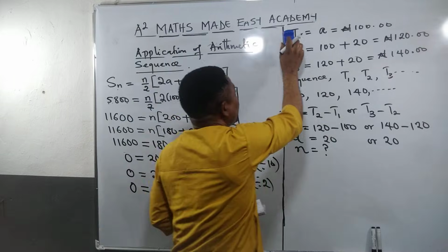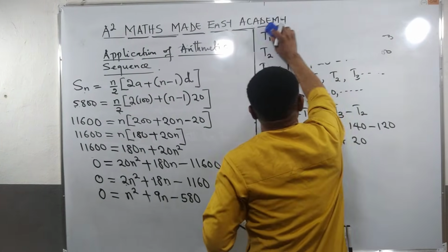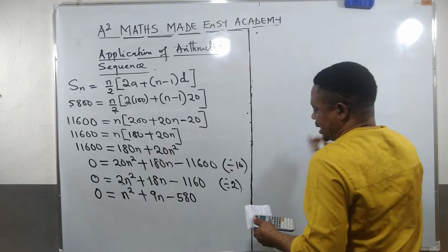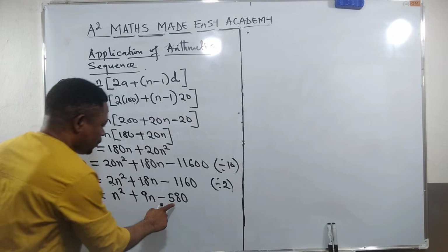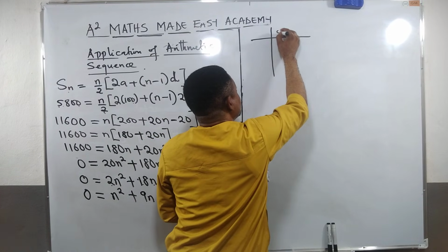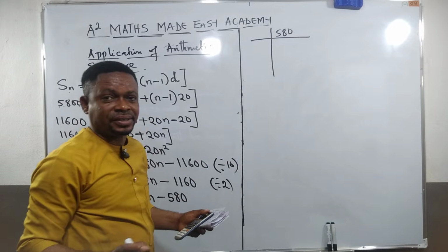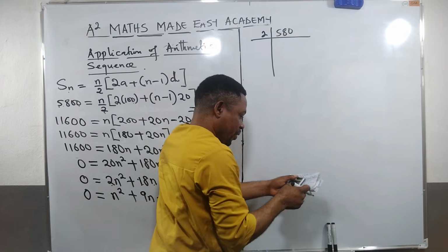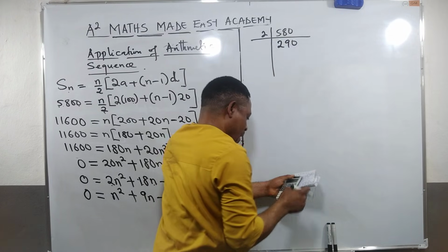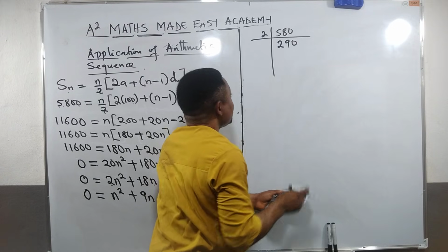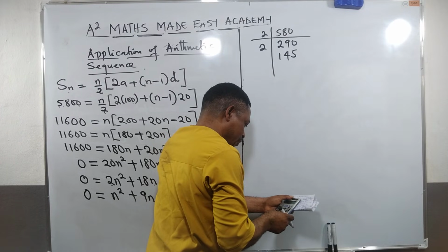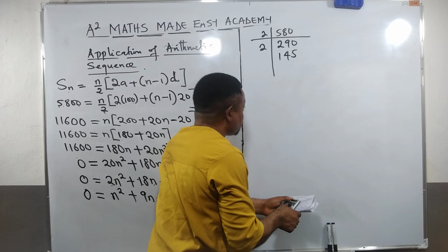I want you to watch this. So what is the next line of action? Now let us solve this quadratic. How do we solve it? And that is the thing that we're going to be considering. Now let me see if I can break this 580. Watch out, I want to show you the shortcut of factorizing. This is 580. Can 2 divide? Yes. Bring your calculator. 580 divided by 2 will give me 290. Now can 2 also divide 290 again? Yes, 2 can go to give us 145. Can 145 be divided by 2 again? Oh no, it cannot go. Are you with me now?